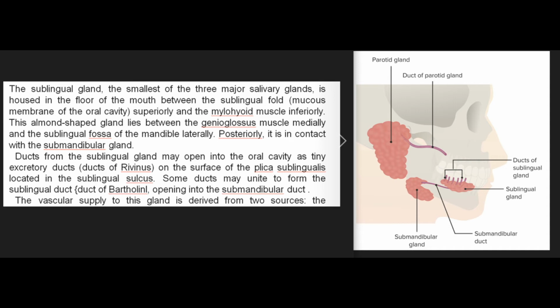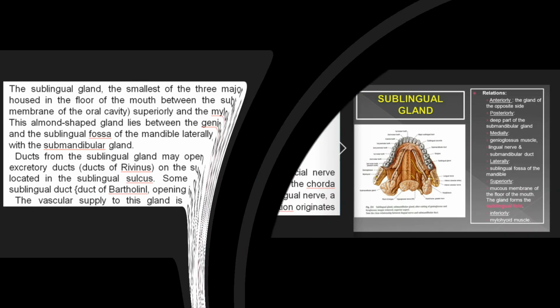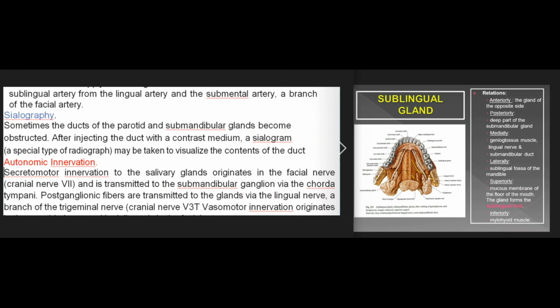The vascular supply to this gland is derived from two sources, the sublingual artery from the lingual artery and the submental artery, a branch of the facial artery. Sialography. Sometimes the ducts of the parotid and submandibular glands become obstructed. After injecting the duct with a contrast medium, a sialogram, a special type of radiograph, may be taken to visualize the contents of the duct.